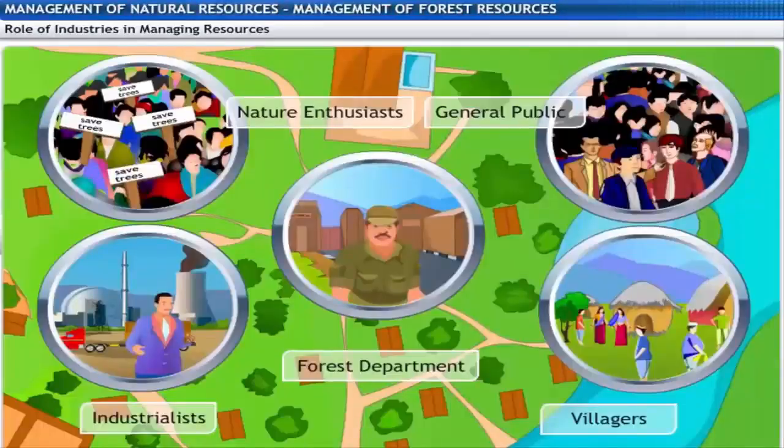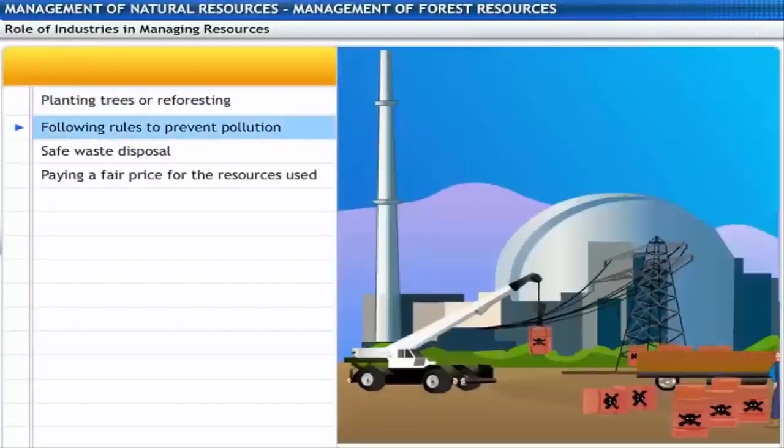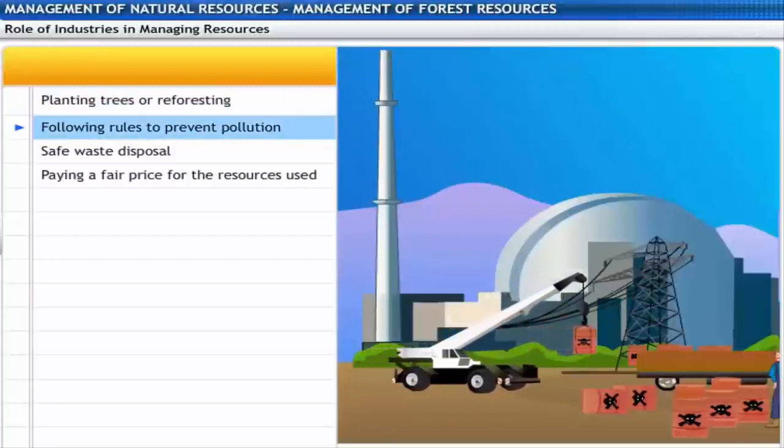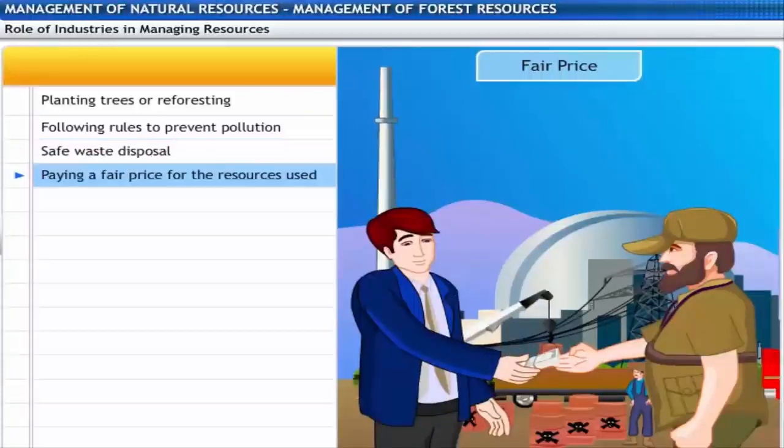Industries also have a role to play in conserving our forest resources. Some important responsibilities they have include planting more trees than they use or reforesting, following all government norms to prevent pollution, developing and following ways to dispose the waste from their factories safely, and lastly, paying a fair price for the resources that they use.